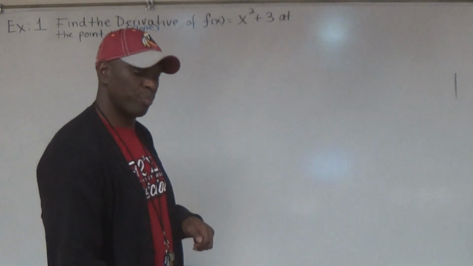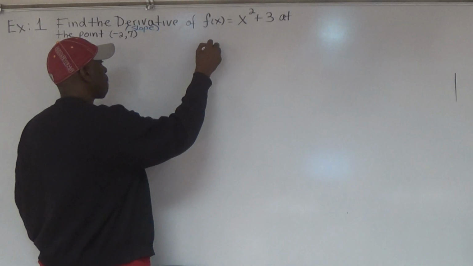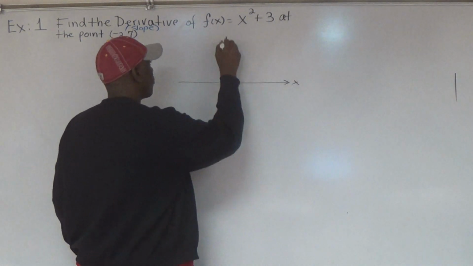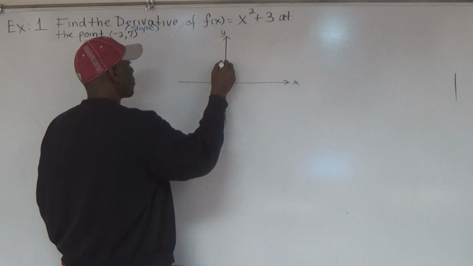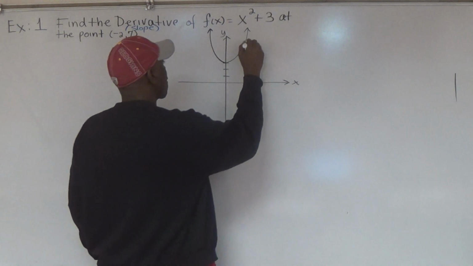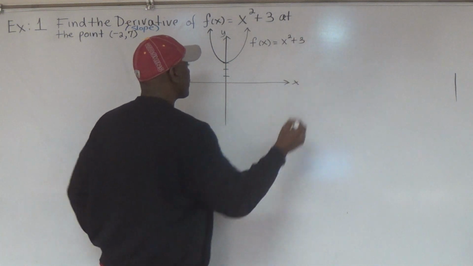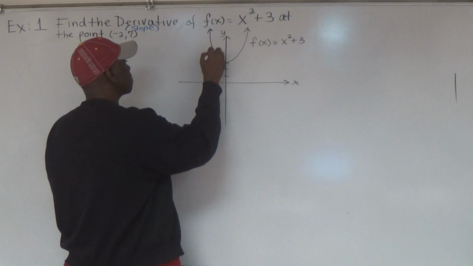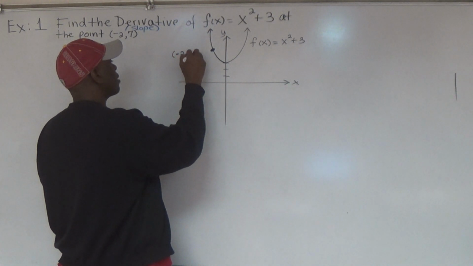Okay, so again we're finding the derivative. Let's sketch a picture very quickly of what's happening here. Here we have a picture of our parabola. It's a parabola that goes upward like this. This is f of x equals x squared plus 3. Now at this point right here, this is the point (-2, 7).